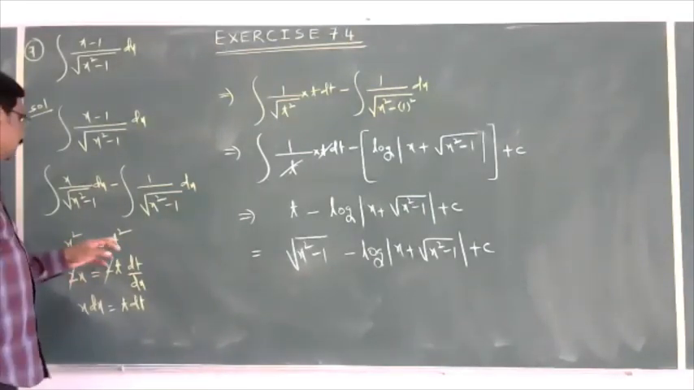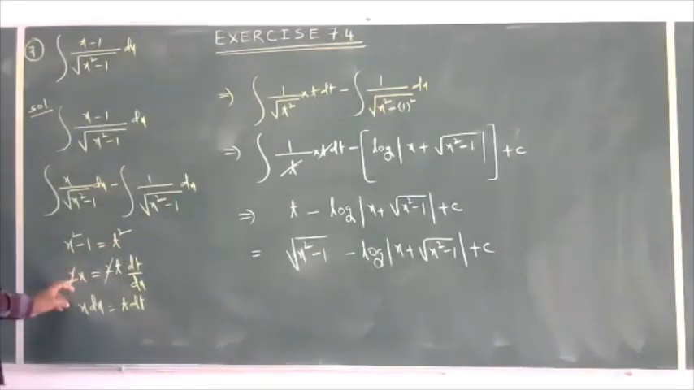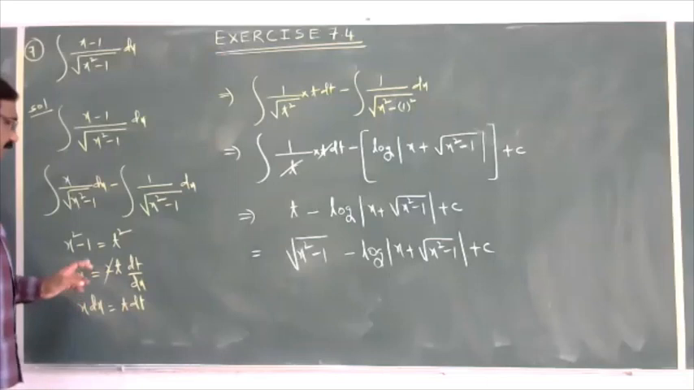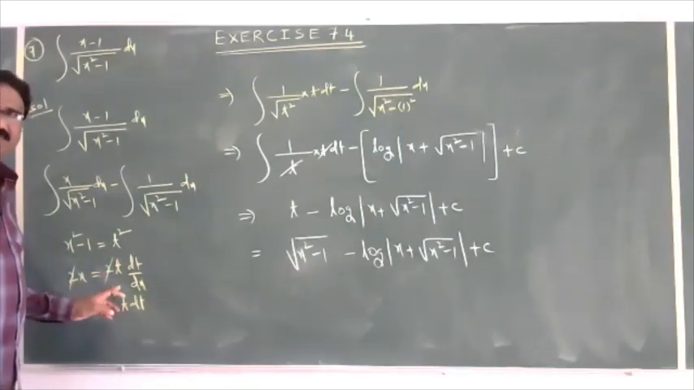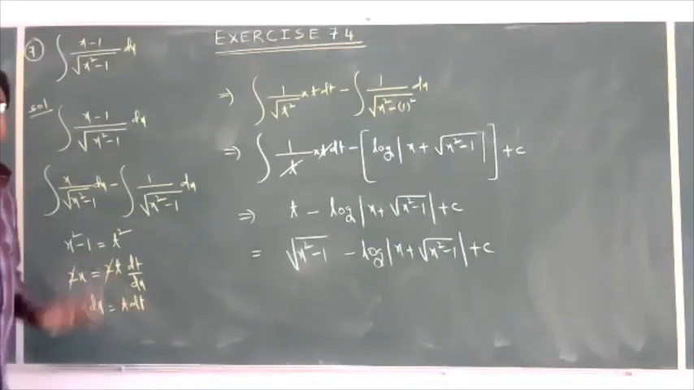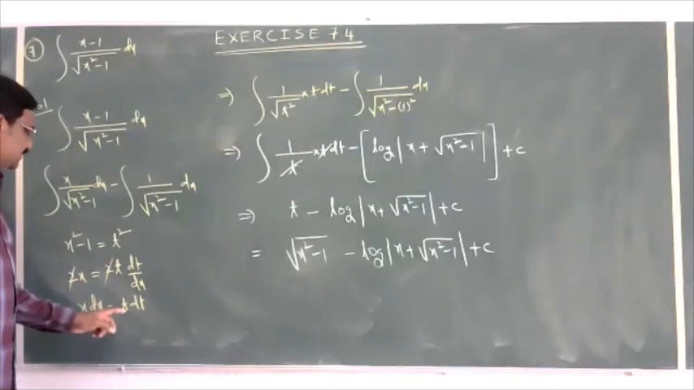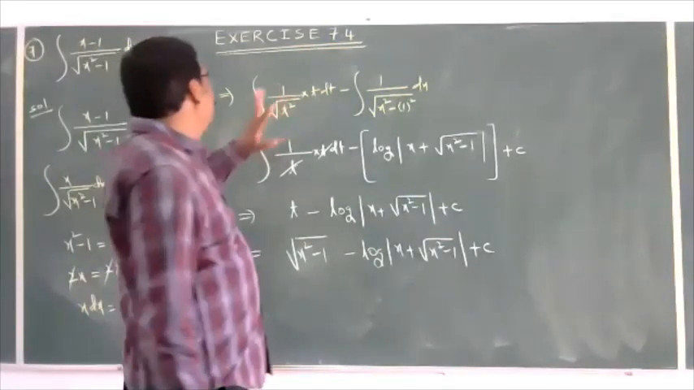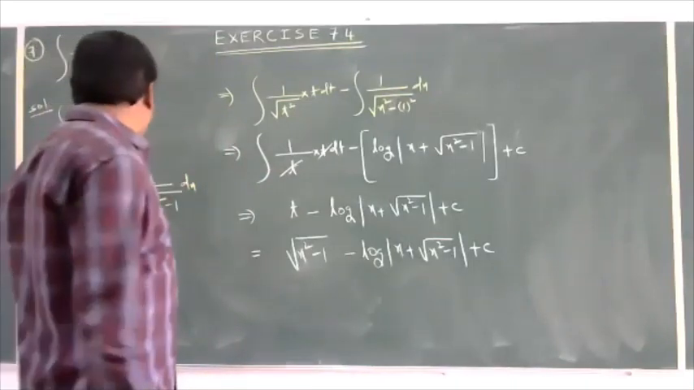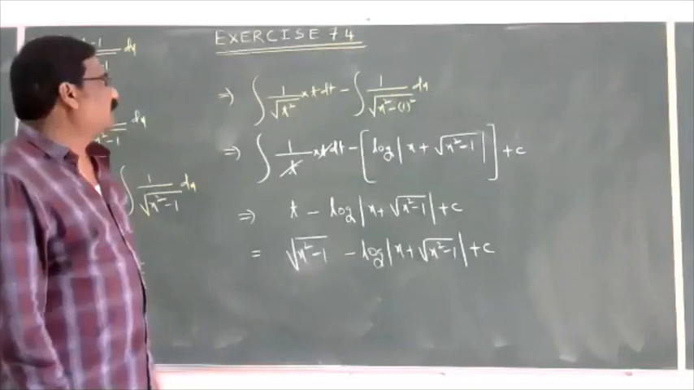Okay, x square minus 1 is equal to t square. Differentiating both sides with respect to x, that is 2x minus 1 derivative 0 is equal to t square derivative 2t into t derivative dt by dx. So here 2 cancel, that is x into dx is equal to t dt. That is integration of 1 by root of t square into t dt. x dx is t dt.